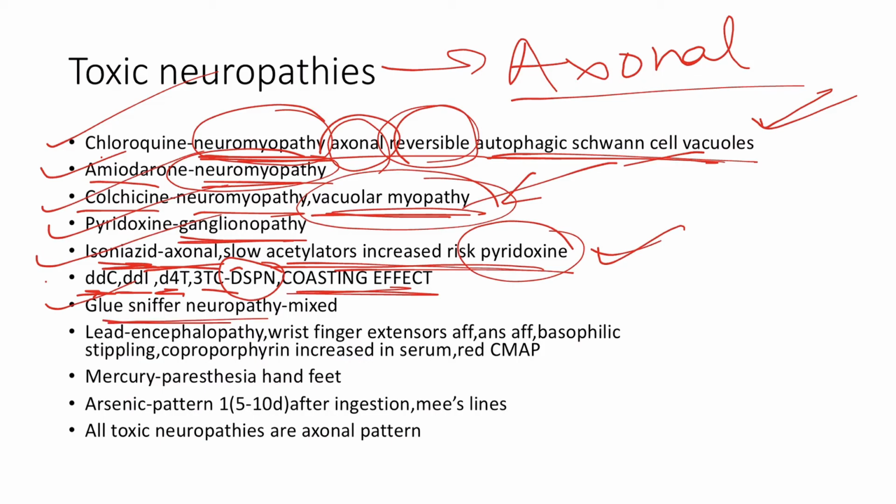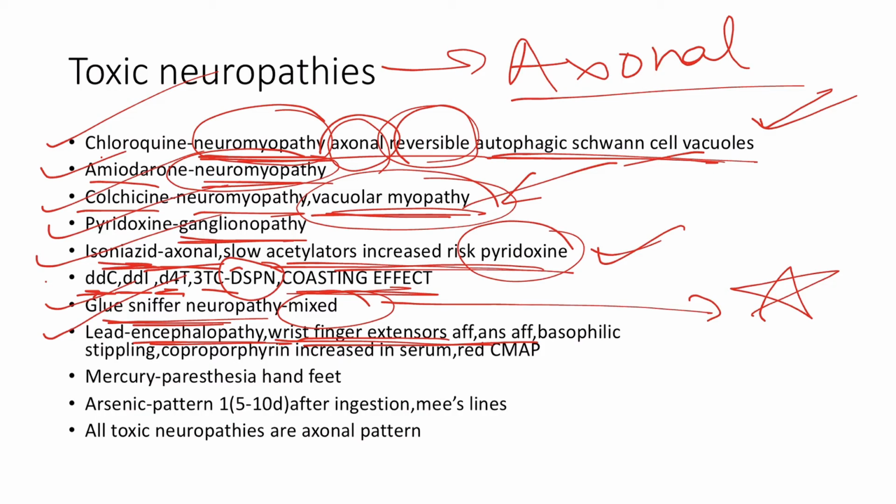And glue sniffer's neuropathy is due to these hexacarbons, and it is a mixed one. This is the only thing which you have to remember, that it is the only one which has both features of axonal and demyelinating. The most common presentation will be encephalopathy, and this pattern you have to remember, wrist finger extensors are affected, so you can get wrist drop.